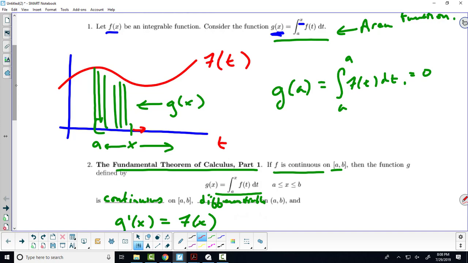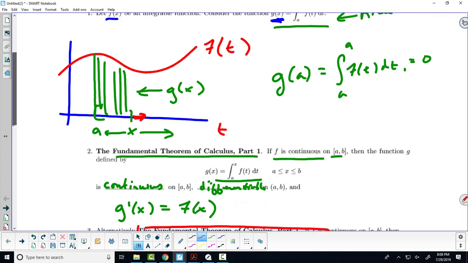Specifically, since f of x is positive here, as I slide a little bit to the right, I'm going to be adding a positive area. But if f were increasing and I slide a little bit to the right, then each increment I'll be adding more new area. And if f is decreasing, but still positive, then I'll be adding less area as I scoot to the right.